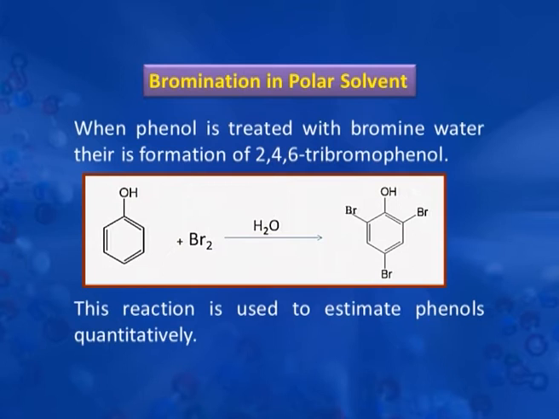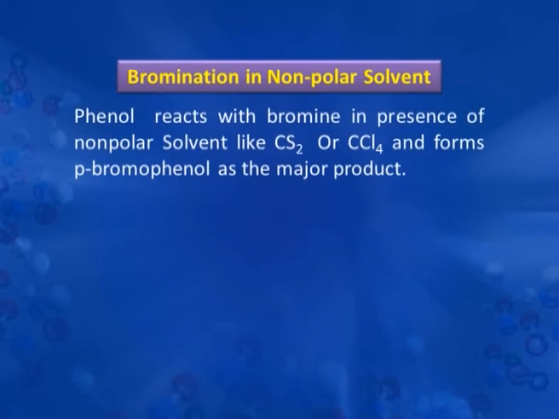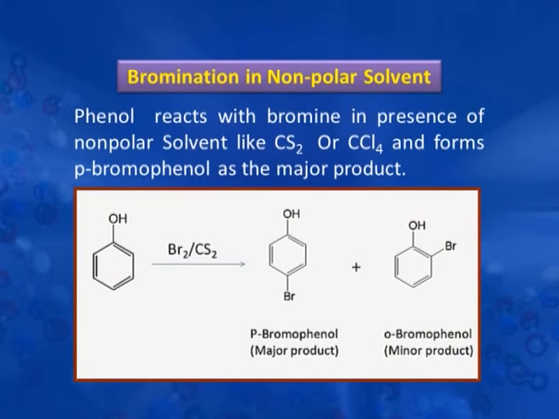Phenol, when treated with bromine in presence of carbon disulfide, which is a non-polar solvent, or carbon tetrachloride, then it has been found that we get a mixture of orthobromophenol and parabromophenol. The amount of parabromophenol is much more as compared to orthobromophenol, or in other words we can say that parabromophenol is the major product of the reaction and orthobromophenol is the minor product of the reaction. The reason behind this is the steric hindrance shown at the ortho position. That is why ortho product is produced in less amount.